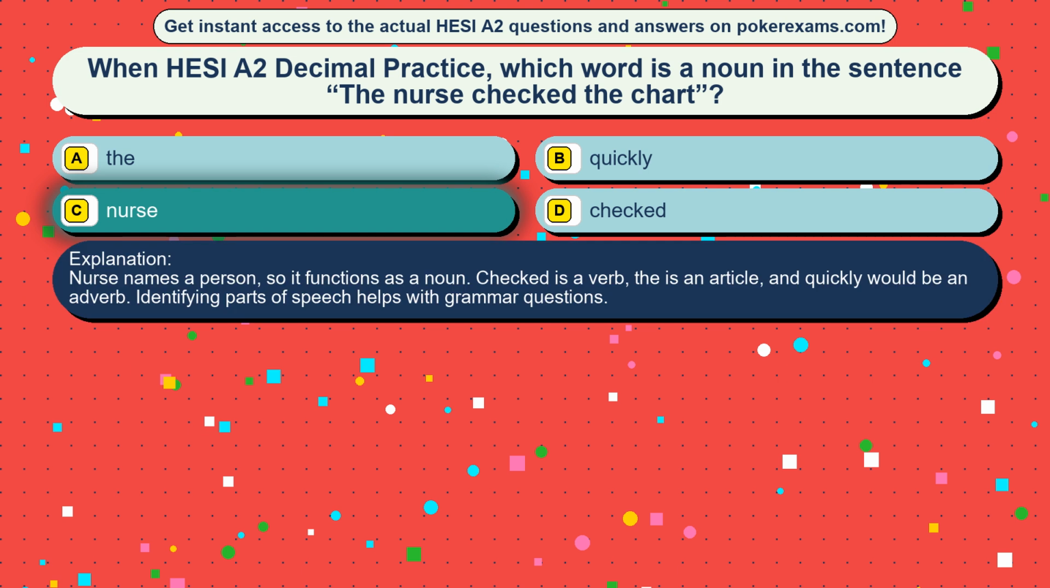Nurse names a person, so it functions as a noun. Checked is a verb, the is an article, and quickly would be an adverb. Identifying parts of speech helps with grammar questions.